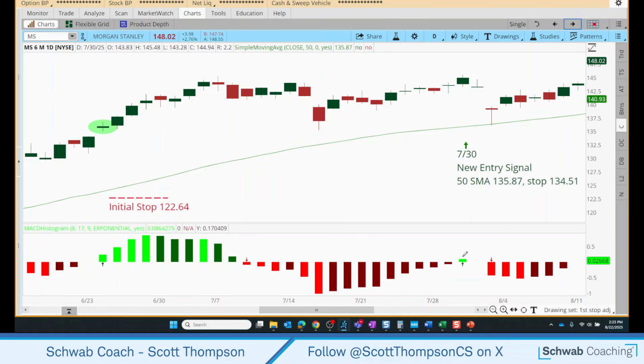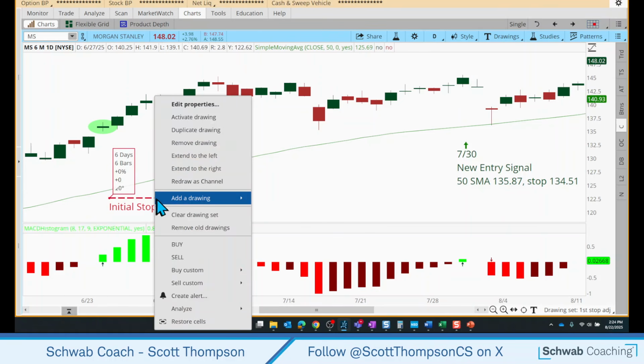So this day, the 30th, we got a new entry signal, and the moving average value on that day was at 135.87, and so we would move our stop up to 134.51, and you would do that same process, just adjust your existing stop order.